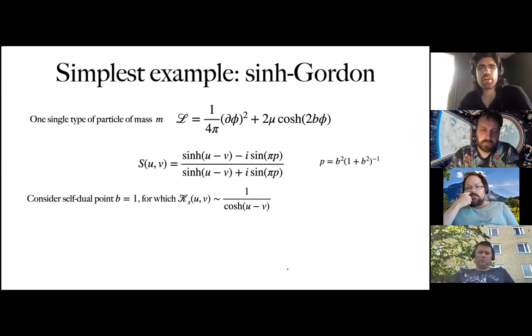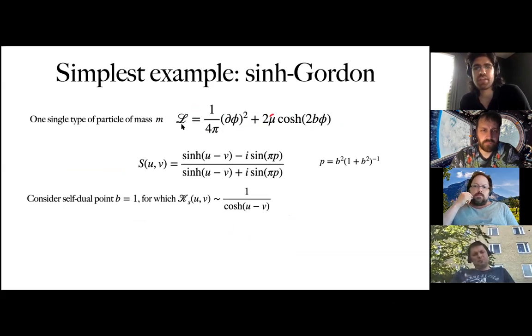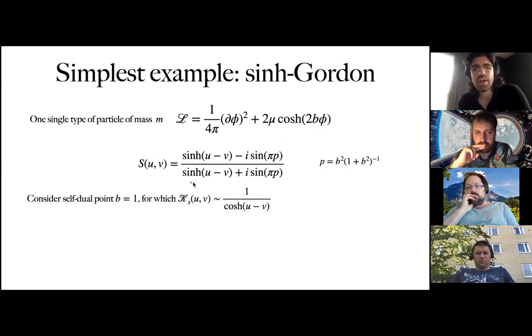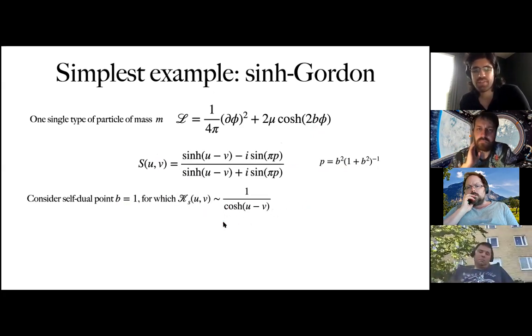Okay, so we're going to consider the simplest possible example, the sinh-Gordon, which is perhaps the best known integrable field theory, which consists of a single type of particle of mass m. The Lagrangian is defined in this way. Here there is the parameter, which is related to the mass, and there is the coupling b here. The S matrix is fully well known. In full generality, it depends on the coupling constant by this factor P here. And we're going to consider a simplification where we set b equal to one. So we'll go to the deep quantum regime of sinh-Gordon, where the kernel simplifies simply to one over cosh, without shifts. That's the only reason.